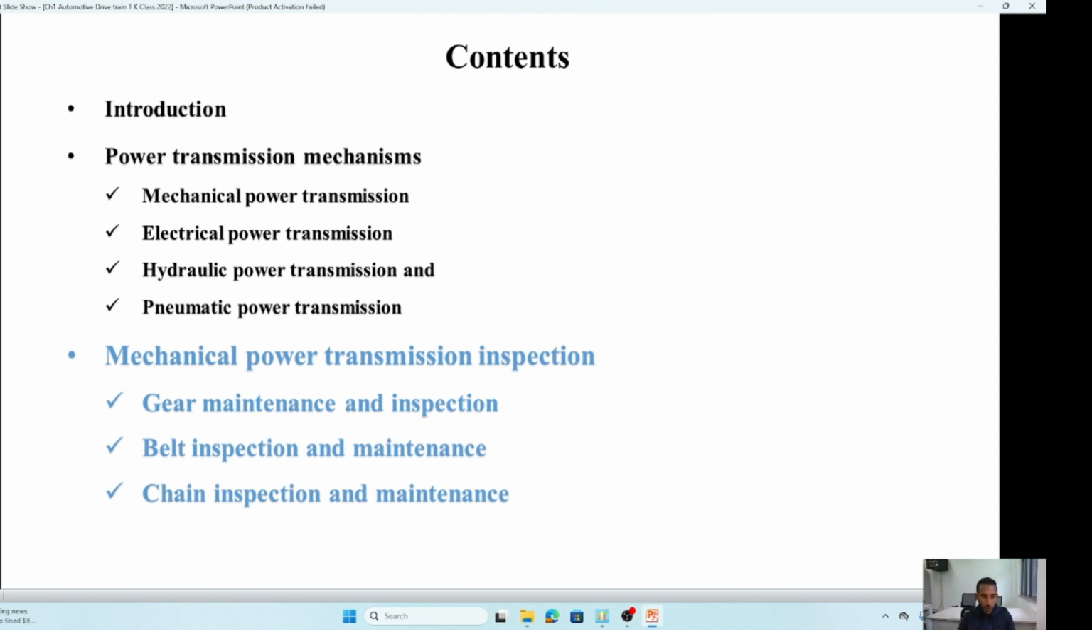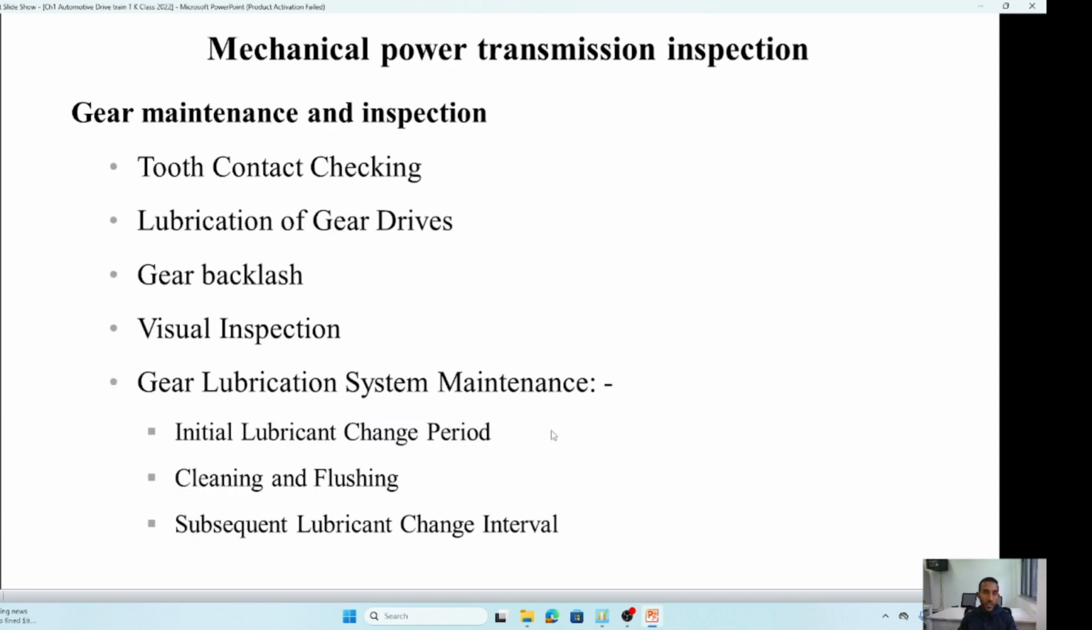In this part, if you observe, most machineries, specifically the drivetrain system, use a great number of gears, belts, and chains to transmit power from one part to another. So, in today's lesson, what type of inspection must generally be performed for gear-operated machineries, belt-operated machineries, and chain-operated machineries? In the first part, we will try to see gear maintenance and inspection.